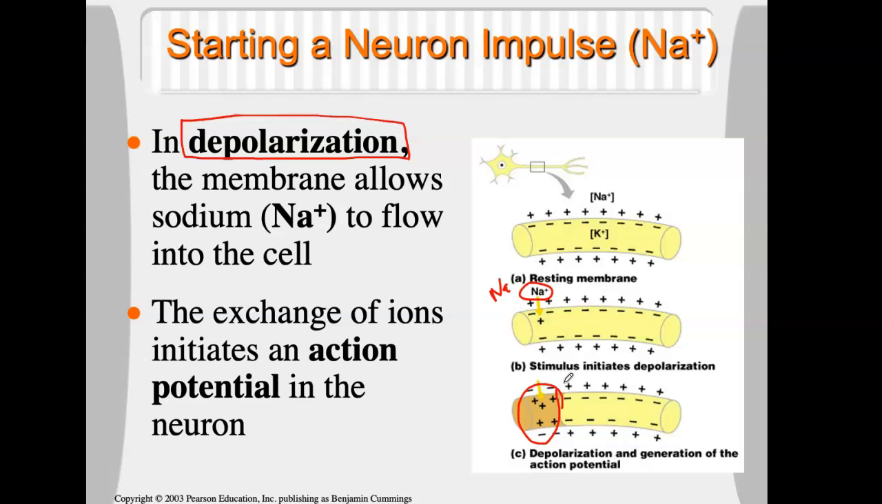How did you allow them to enter? There was a stimulus. What was the stimulus? The magazine hitting your arm. And what did that do? It opened channels. And what did that do? Sodium was able to flow inside the cell and create an action potential. Okay, so far so good. The only thing that changed was sodium came in.